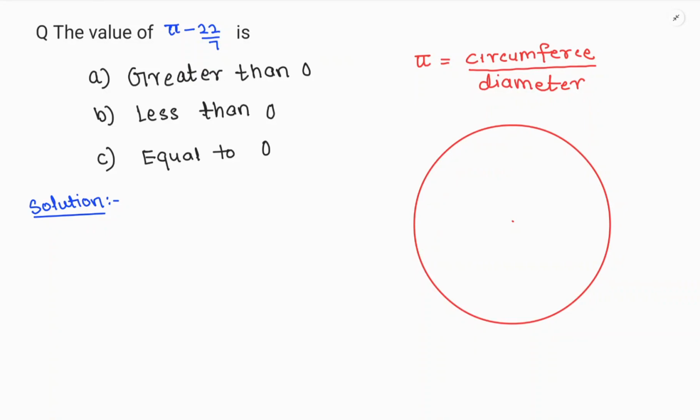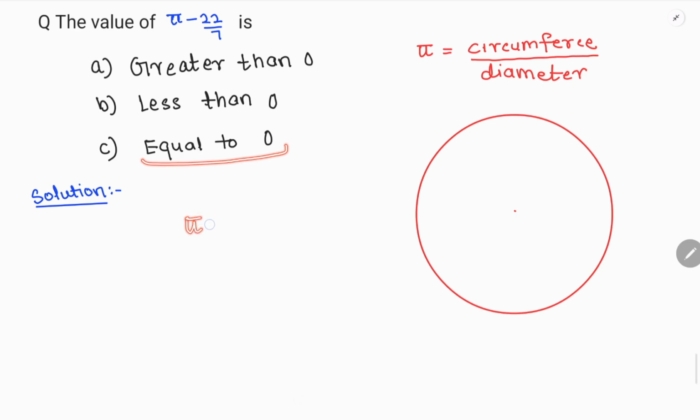I am Upasana Taneja. Today we have a very important Maths Olympiad question: what is the value of pi minus 22 by 7? Is it greater than 0, is it less than 0, or is it equal to 0? Most students will say equal to 0, since we know that pi is equal to 22 by 7.